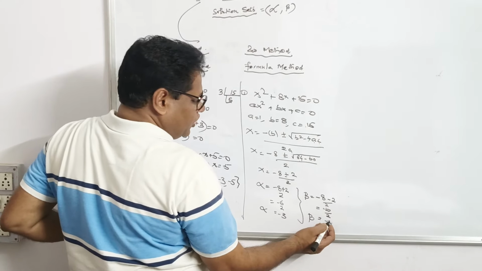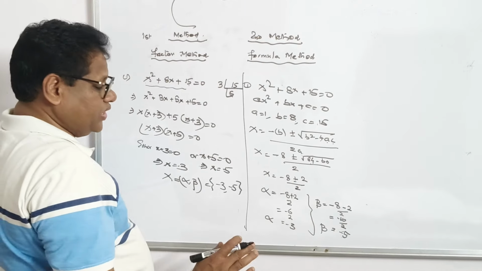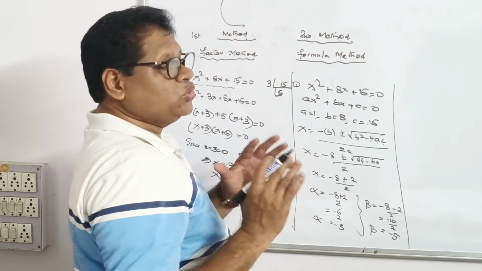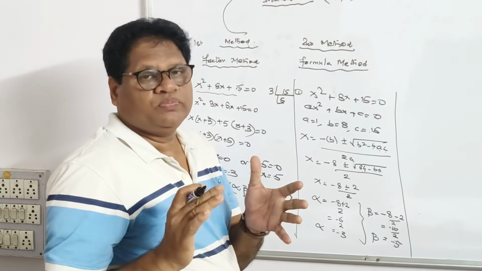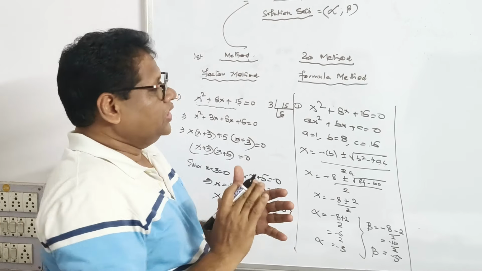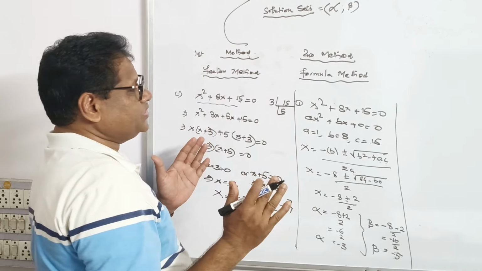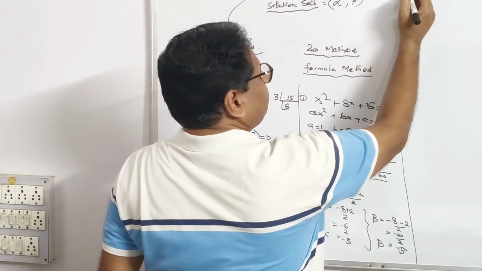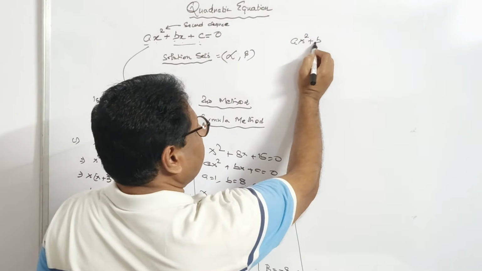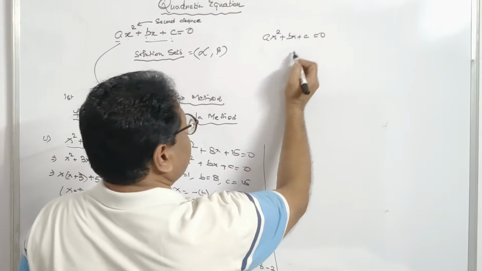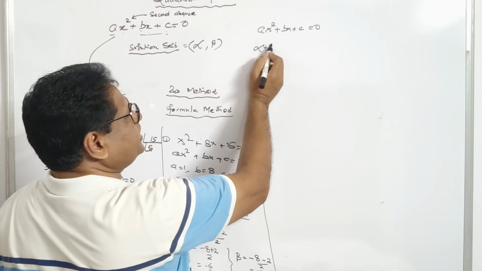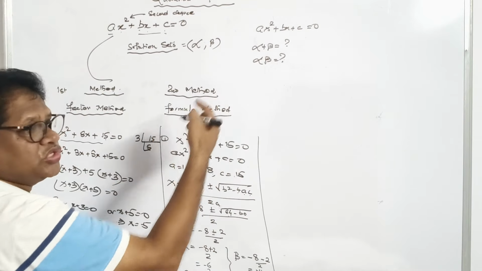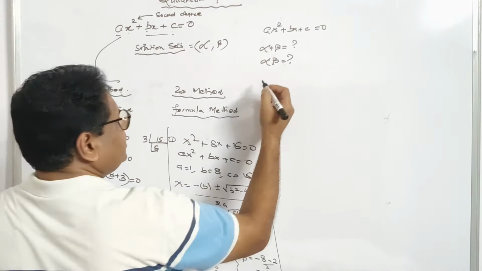So whatever method you follow, the answer is not going to change. It will be the same. So these are two methods to solve the equation. Now suppose sometimes the question asks, find the sum of the roots and the product of the roots. You are given the equation ax square plus bx plus c equals 0, and here you have to find the sum of the roots and the product of the roots. Without solving this equation you can find it out. See the formula.